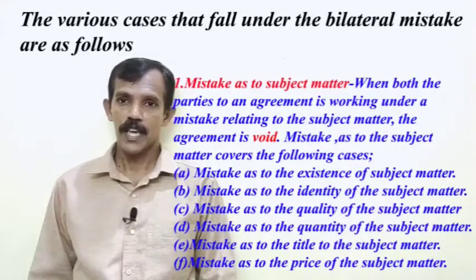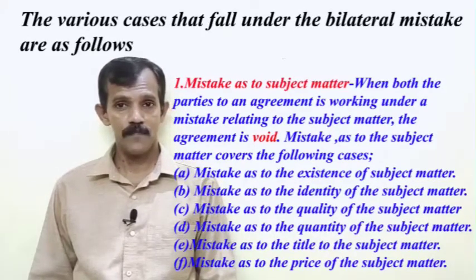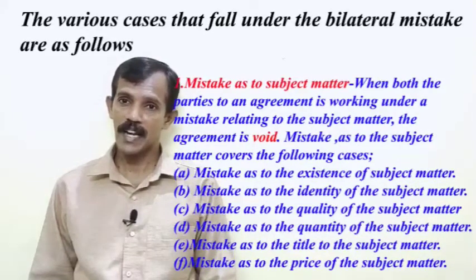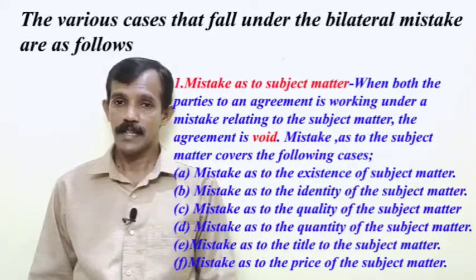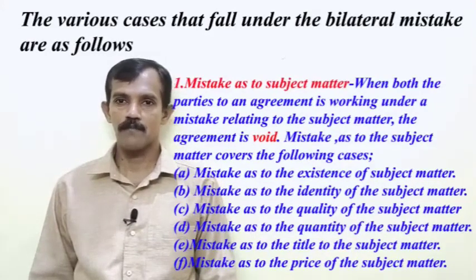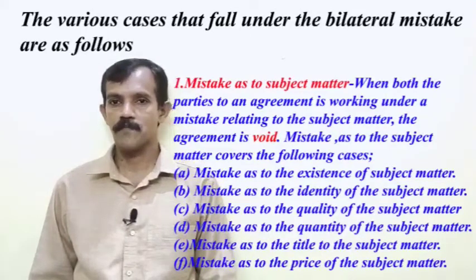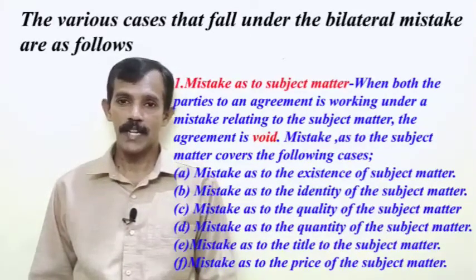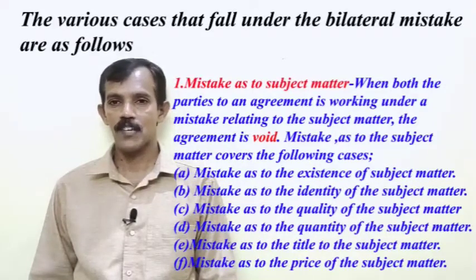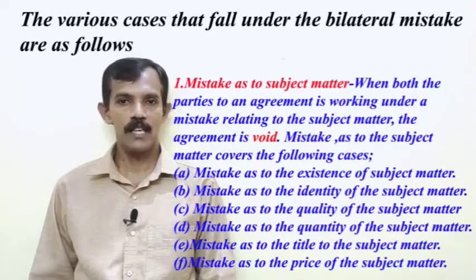First, mistake as to the existence of the subject matter. Second, mistake as to the identity of the subject matter. Third, mistake as to the quality of the subject matter. Fourth, mistake as to the quantity of the subject matter. Fifth, mistake as to title to the subject matter. And lastly, mistake as to the price of the subject matter.